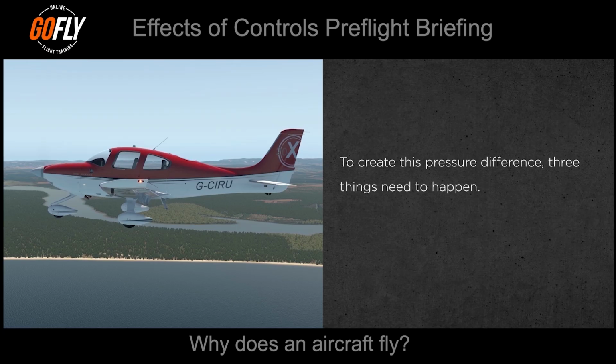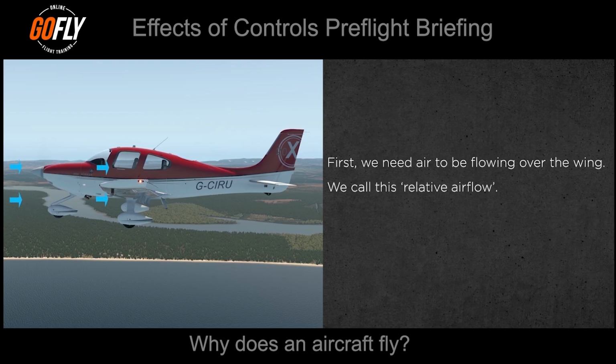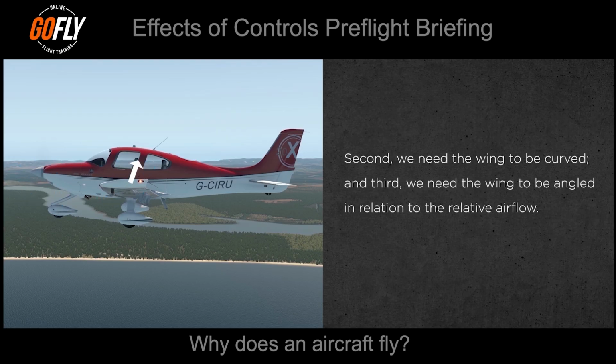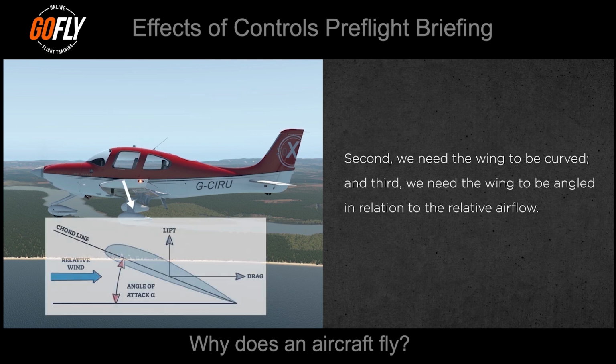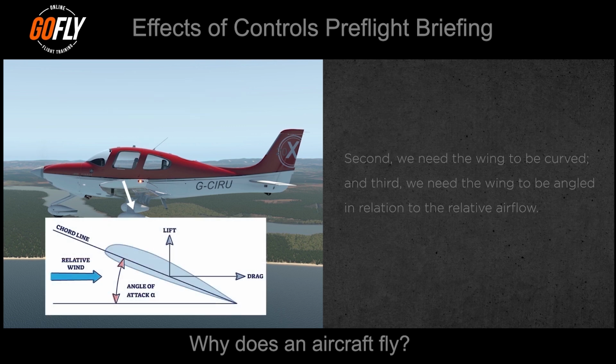To create this pressure difference, three things need to happen. First, we need air to be flying over the wing. We call this relative airflow. Second, we need the wing to be curved. And third, we need the wing to be angled in relation to the relative airflow.